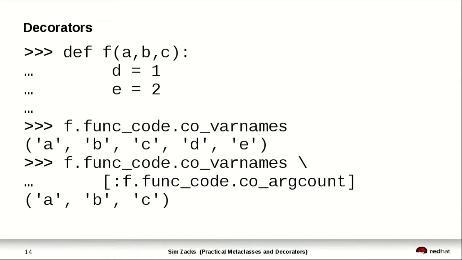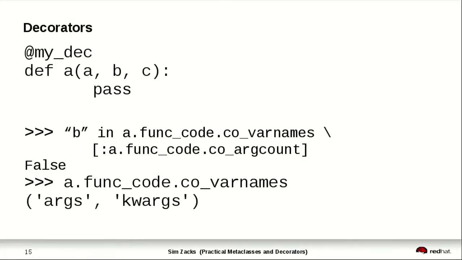And so let's say you want to know all of your arguments. You want to know a, b, and c. You would do f.__code__.co_varnames, sliced to get only up to number 3, and it will give you the list. However, when we called this after decorating the function, with my_deco on top of A, which was getting a, b, and c, then we asked, is b one of those parameters, and it told us no.